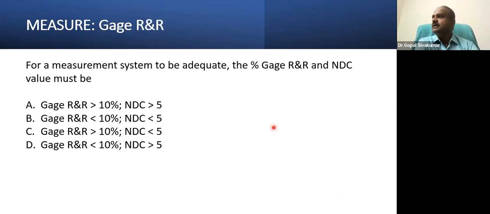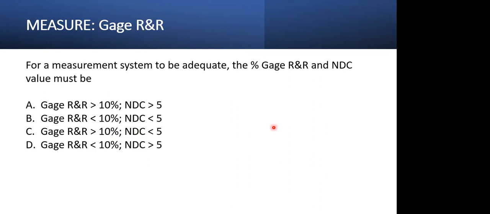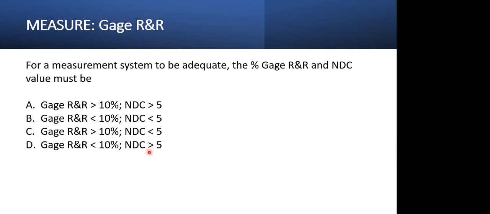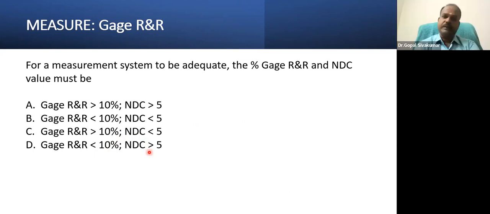For a measurement system to be adequate, the percentage gauge R&R and NDC value should be what? Gauge R&R should be less than 10% and NDC must be greater than or equal to 5. NDC must be 5 and above, right?